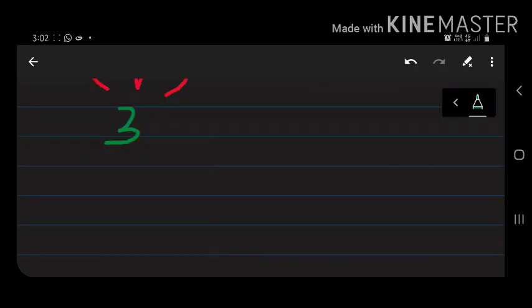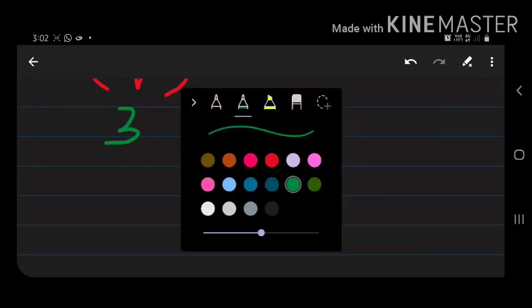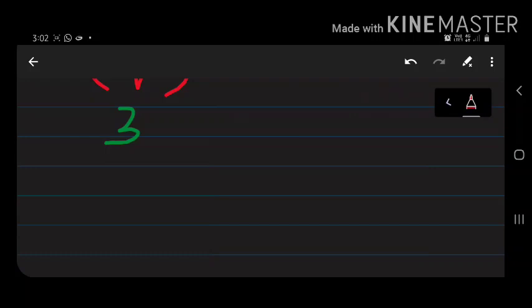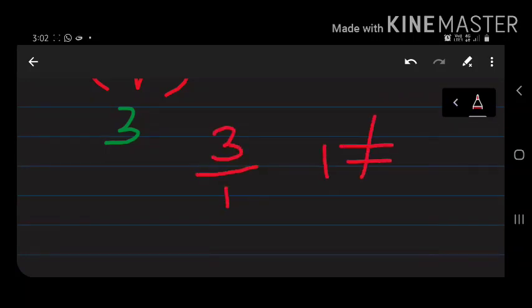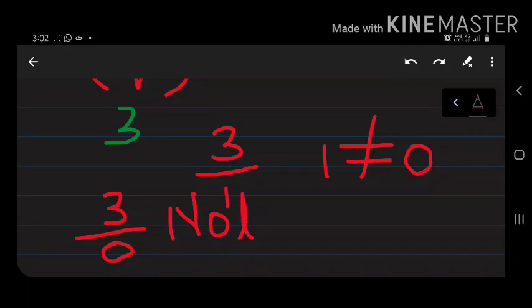Now can you answer this question? Is 3 a rational number? I repeat, is 3 a rational number? Take your time. And the answer is yes, because 3 can be expressed as 3 by 1 where 1 is not equal to 0. And if we have a case like 3 by 0, will it be a rational number? The answer is no, because the value of q in this case is 0.